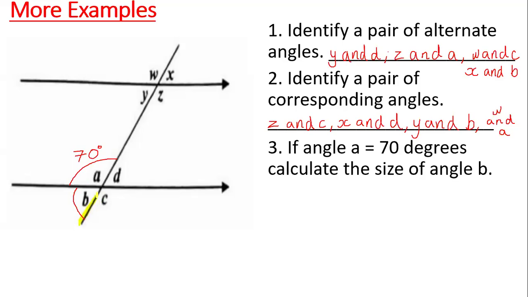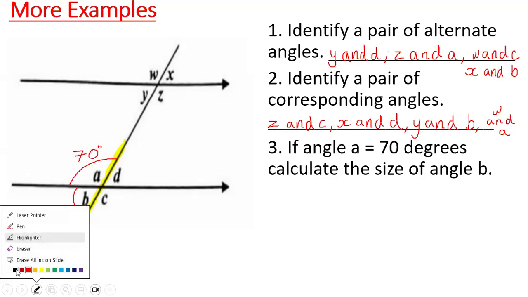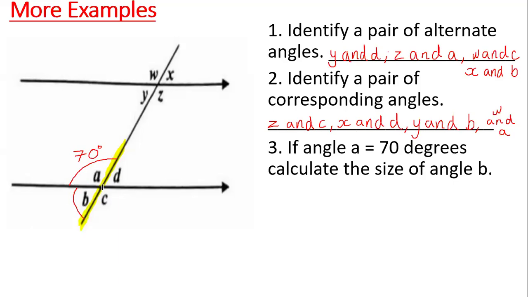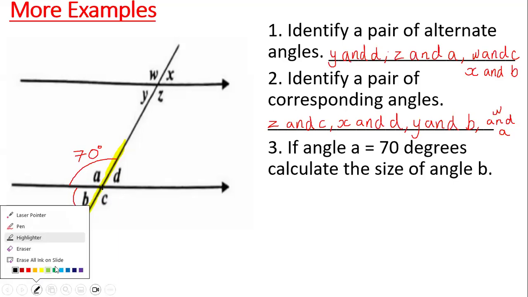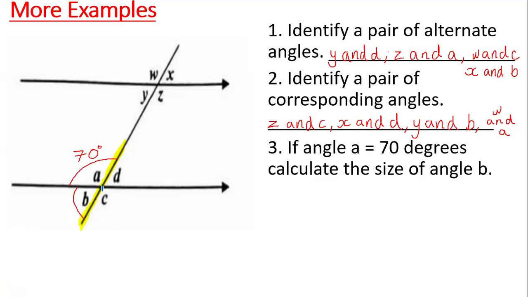Why? Angles around a point add up to 180 degrees. No, that's not the reason. No, they add up to 360. I think it's 180 minus 70. What's the reason? Because angles on a straight line add up to 180. Thank you. Very good. Angles on a straight line at a common point add up to 180 degrees. So that means that B is going to be equal to 110.